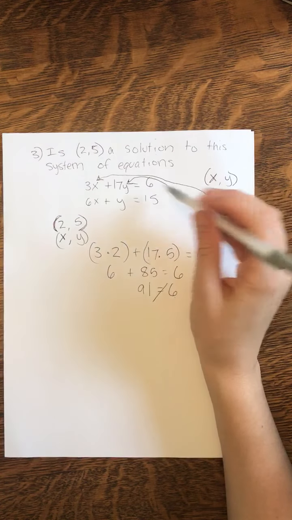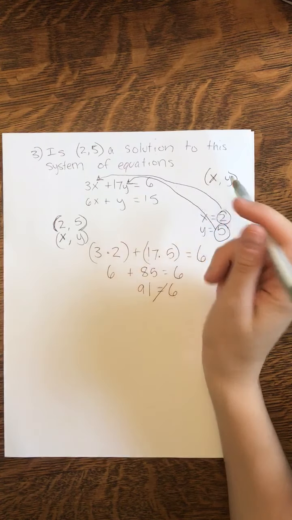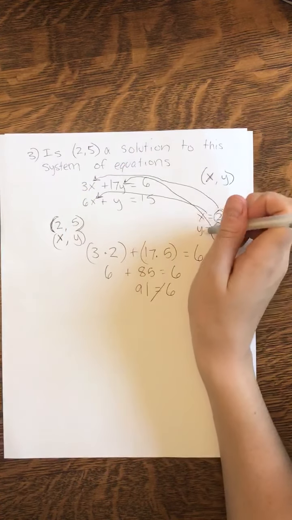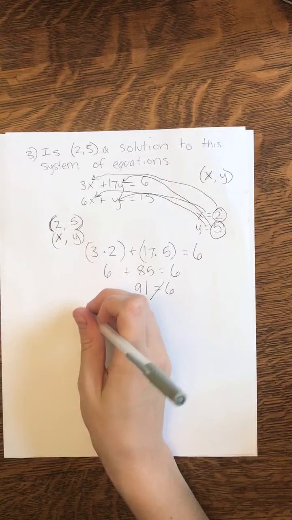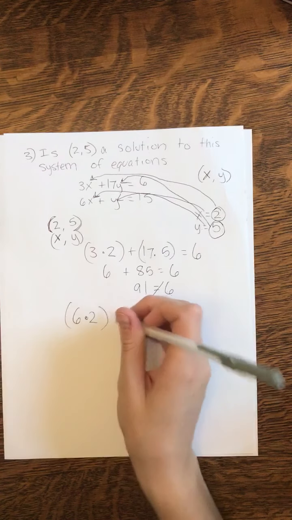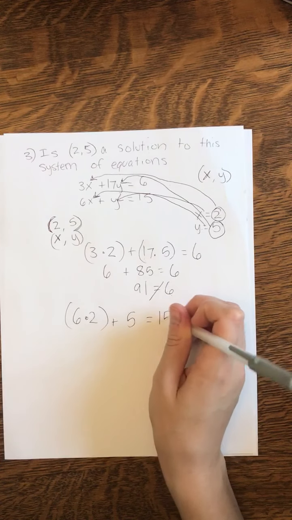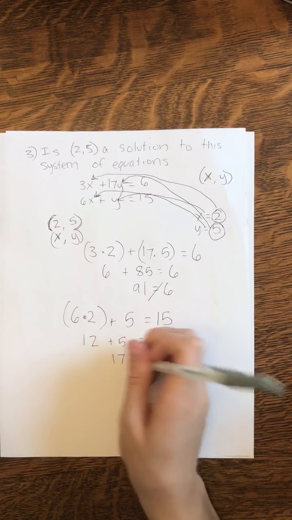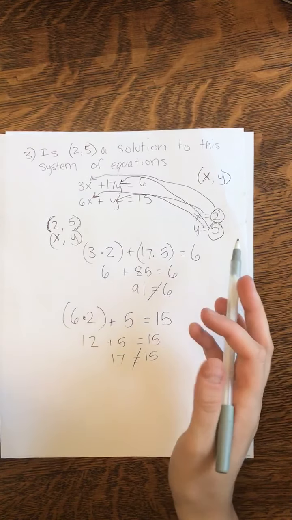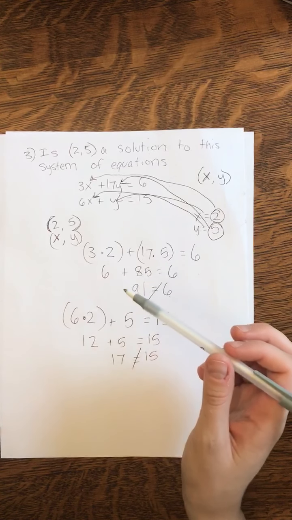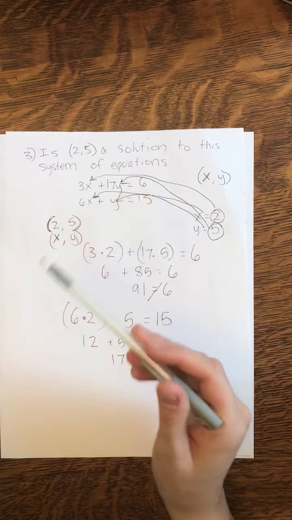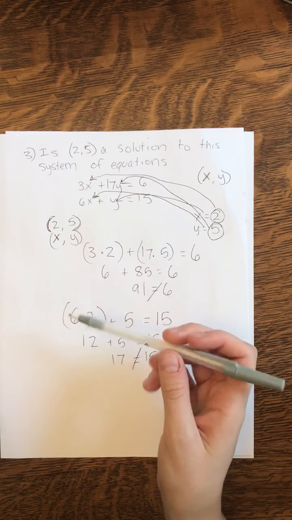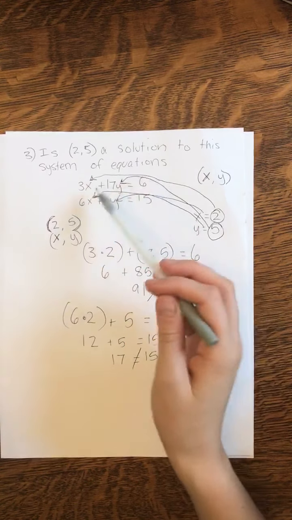But let's plug in x and y into the second equation and see if it's balanced, just to make sure that we didn't make a mistake. So I plug in 2 for x over here and I plug in 5 for y over here. Well, 6 times 2 plus 5 equals 15. 6 times 2 is 12, plus 5 equals 15. Does 17 equal 15? No. So we were able to prove that 2, 5 is not the solution to this system because the equations aren't balanced. If the equations were balanced, then it would be a solution, and both equations would be balanced.